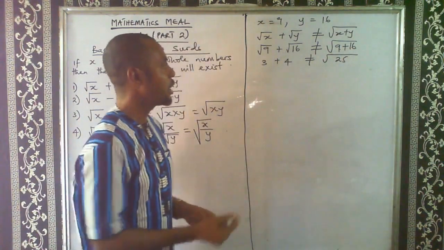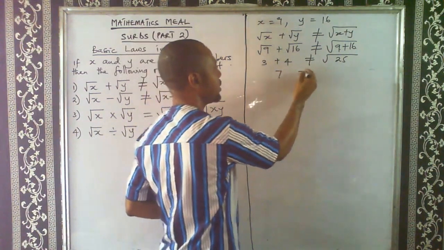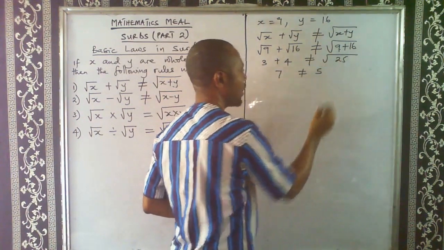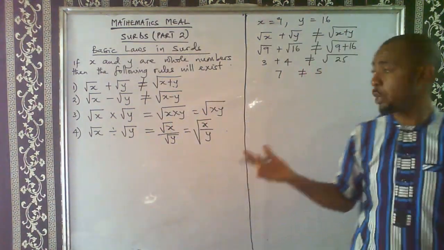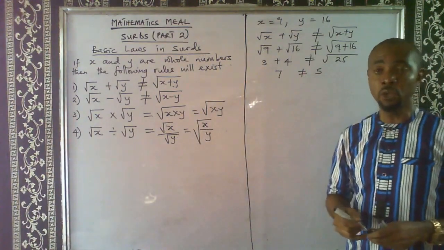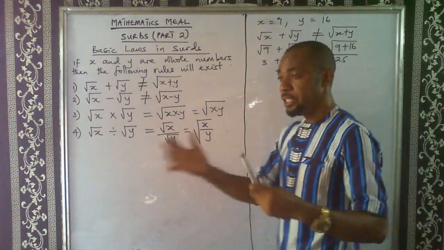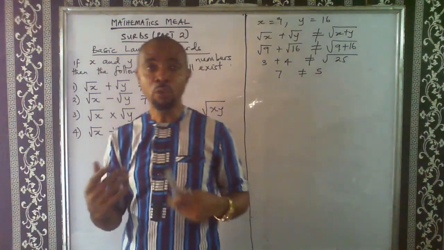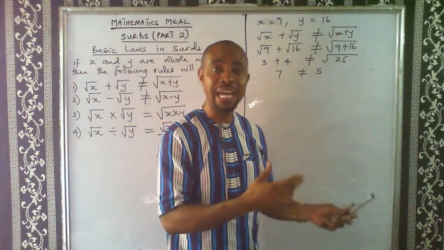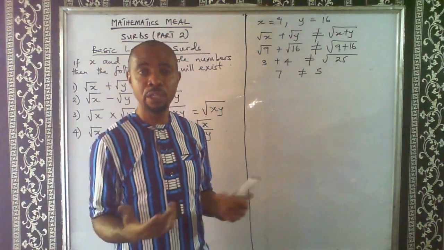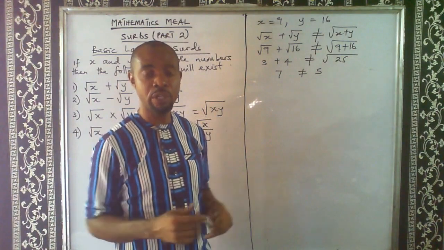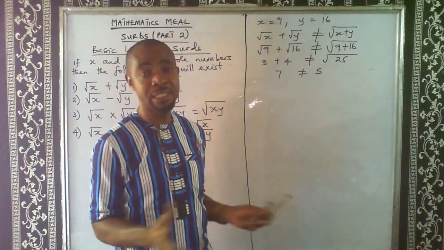It will not give you the same thing as the square root of 9 plus 16, which is what? 25. Okay, 3 plus 4 will give me 7. What is the square root of 25? 5. So you see 7 is not equal to what? 5. So finding the square root before addition will not give us the same result as adding before finding the what? Finding the square root. It will not give us the same result. We can see it clearly here.